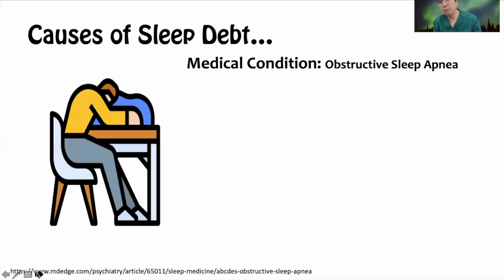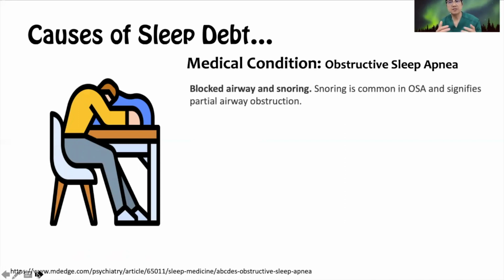But one very important medical condition that is almost always undiagnosed and undiscovered by a lot of patients and even doctors is the so-called obstructive sleep apnea. This is a condition where the patient has a blocked airway when going into deep sleep and starts snoring. Snoring, as complained about by the partner, is a very common complaint or symptom of obstructive sleep apnea, and it really signifies partial airway obstruction.